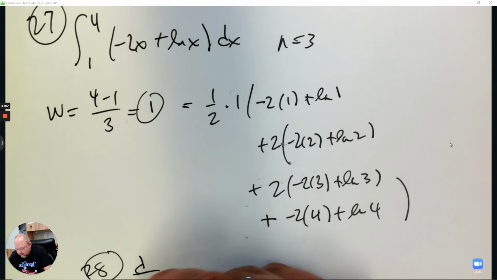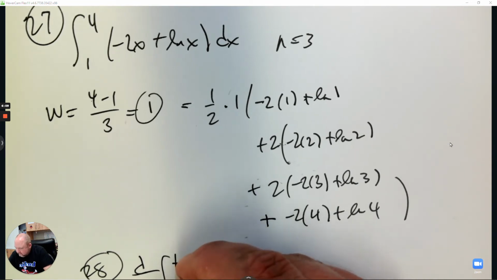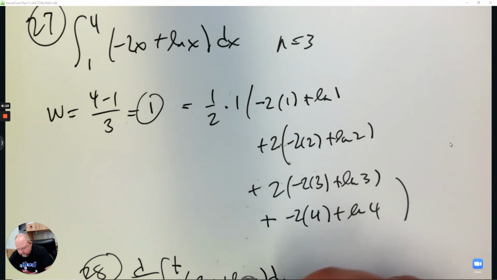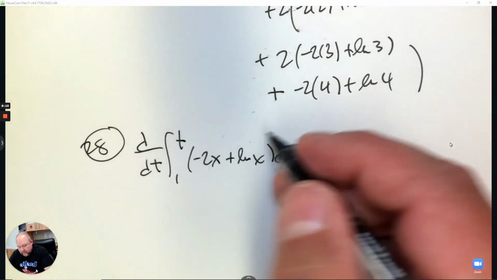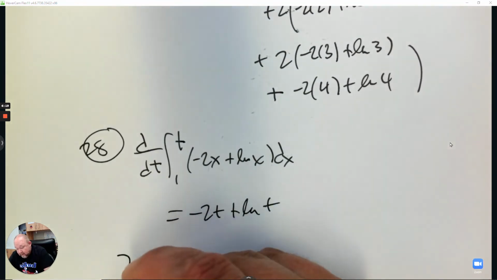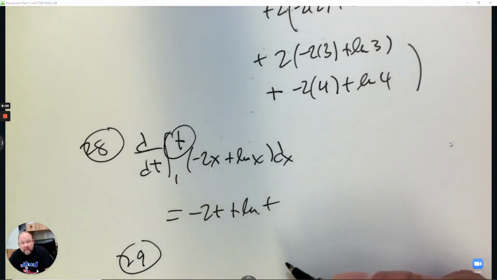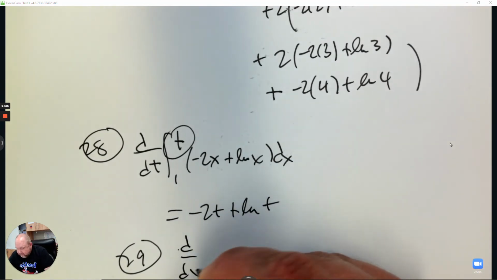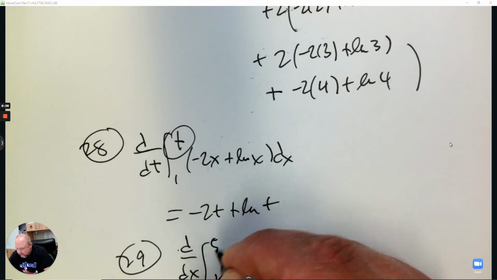These undo each other, so you just plug in. So the answer is negative 2t plus ln t. Done. 29. And if there was a hook, the derivative of t is 1, so we don't need that. For 29, same thing. Just make sure the order is correct and you remember the hook.